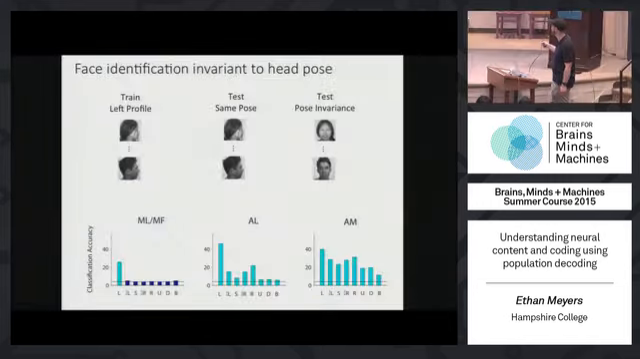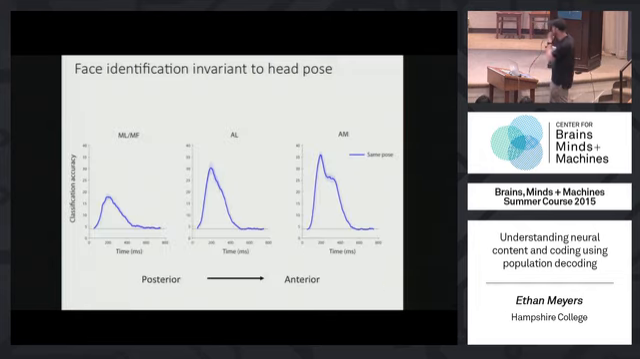What I'm going to do next, rather than just training at the left profile, I'm going to take the results of training at each of the profiles and either testing at the same or testing at a different profile. And then I'm going to plot it as a function of time. Okay, so here are the results of training and testing at the same pose. So the non-invariant case. This is ML-MF, and this is AL and AM. So this is going from the back of the head anterior.